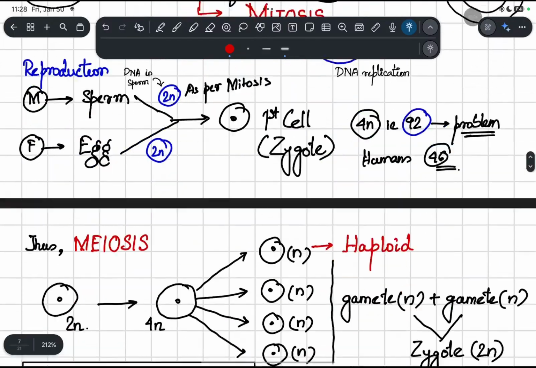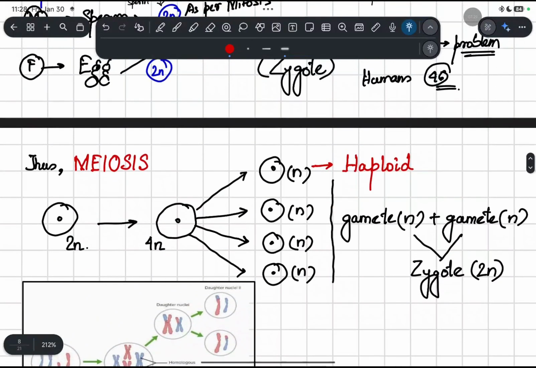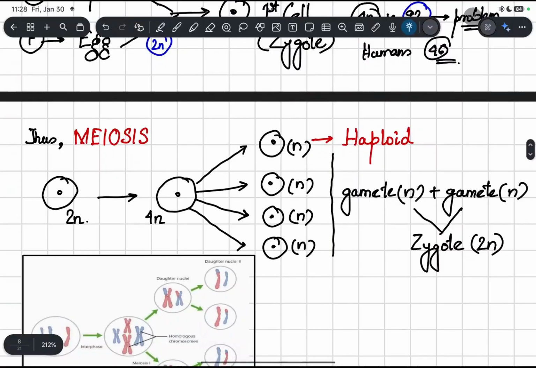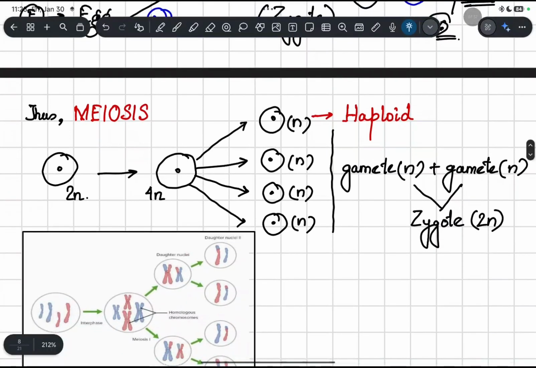So that is the reason meiosis does not happen during cell division. During cell division, what we see is mitosis, every time. So in meiosis, what happens? In mitosis, we have seen a cell gives rise to cells with the same diploid configuration, right? So from 2n we have 2n.